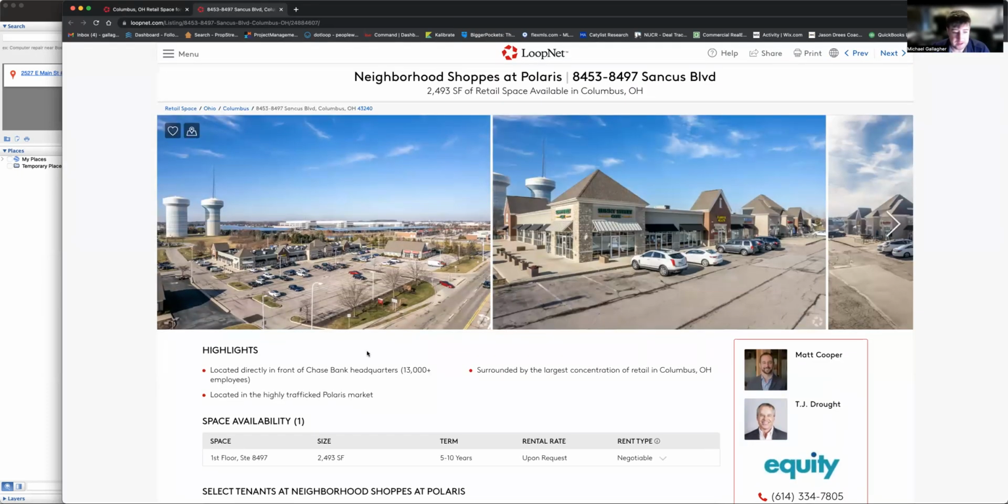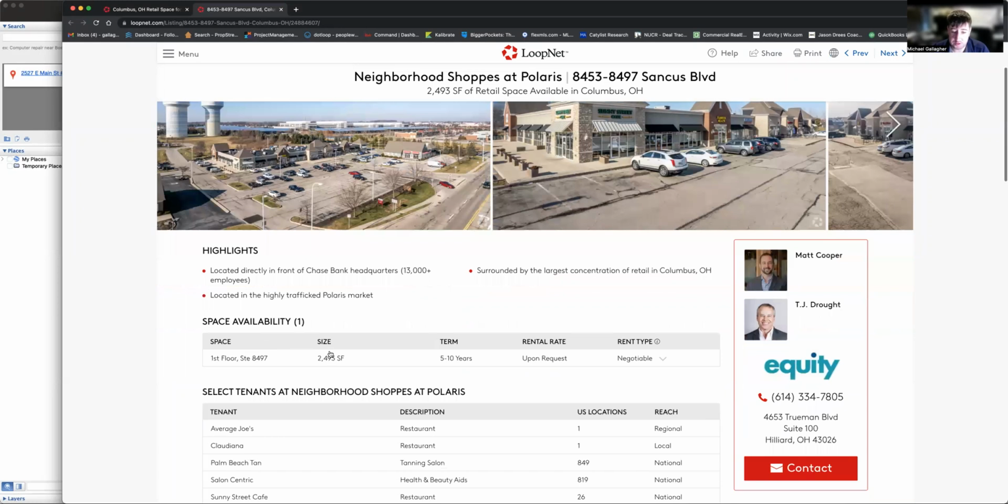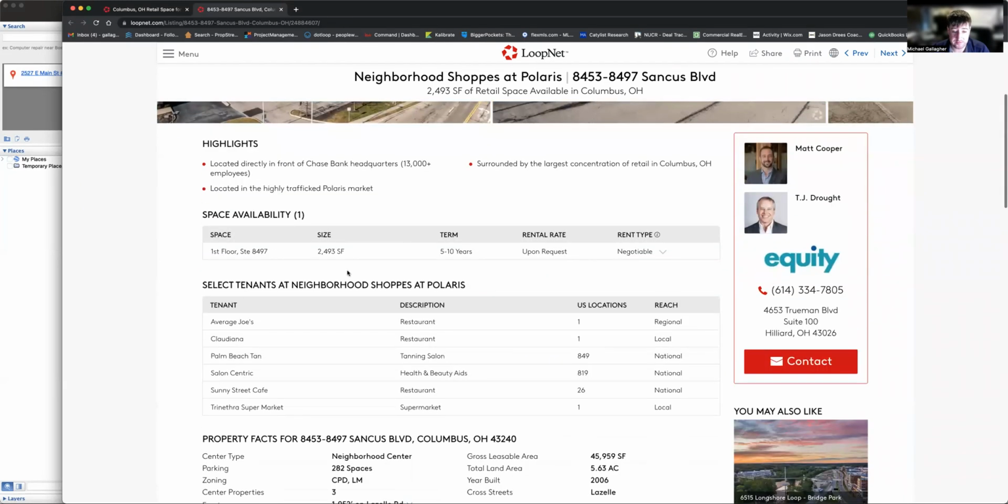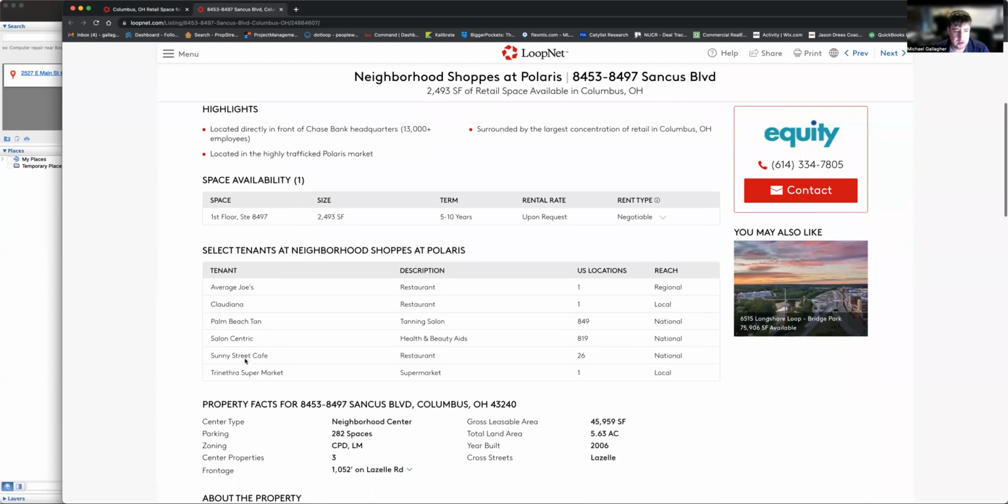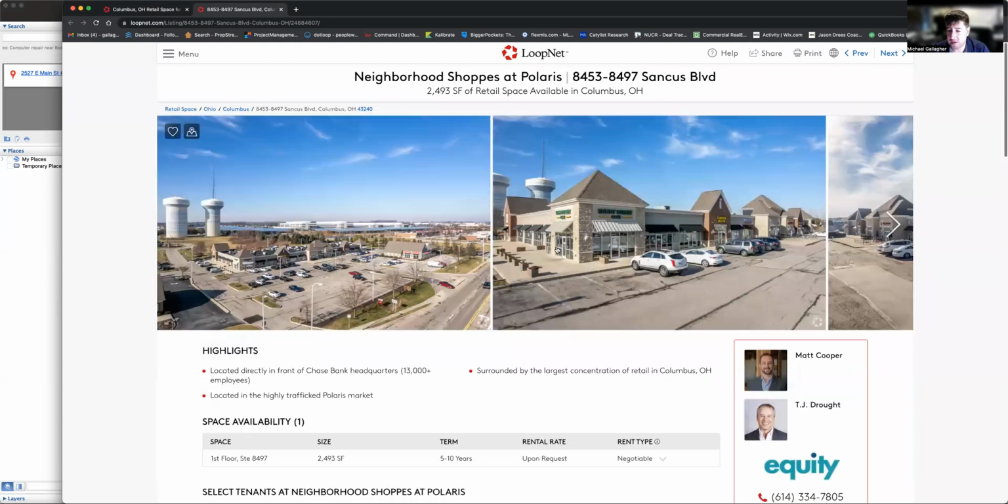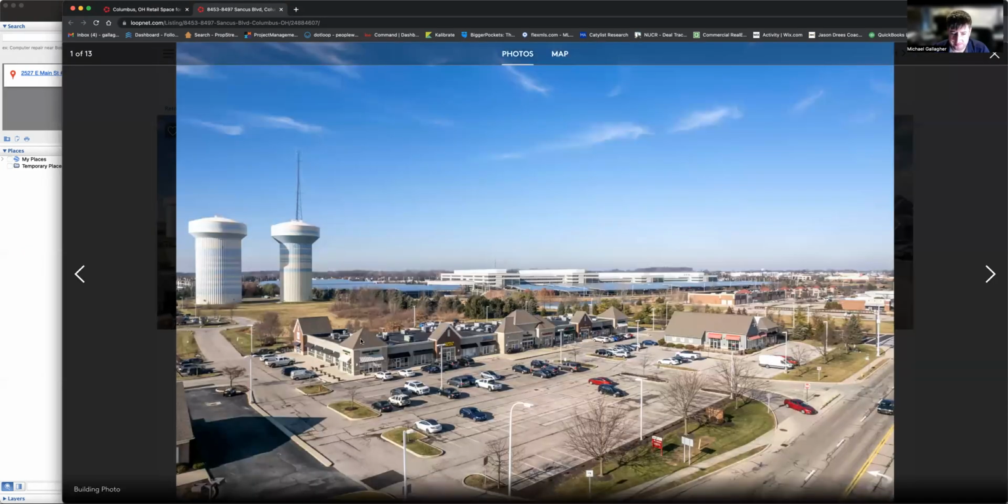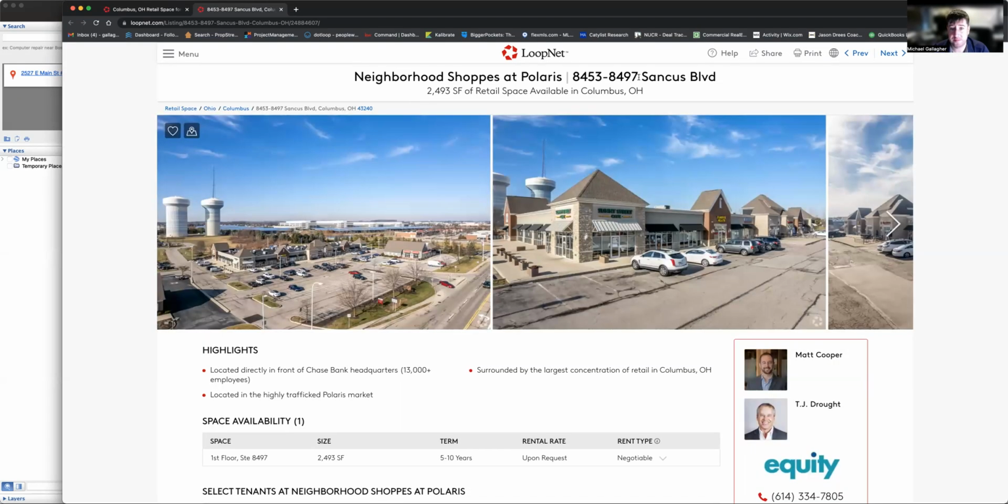Okay, so we've got located directly in front of Chase Bank headquarters. First floor, 2,400 square feet, 5 to 10 years upon request. They don't give us a rate. We've got Average Joe's, Palm Beach Tan Salon, Sunny Street. What site is this going into? What did this used to be, I wonder? So as you can see, this is kind of like a secondary center, I'd call it. It's got a couple bars, a couple restaurants, a salon, maybe a restaurant or an office out here or something. Let's pull it up on Google Earth and see what's happening, shall we?